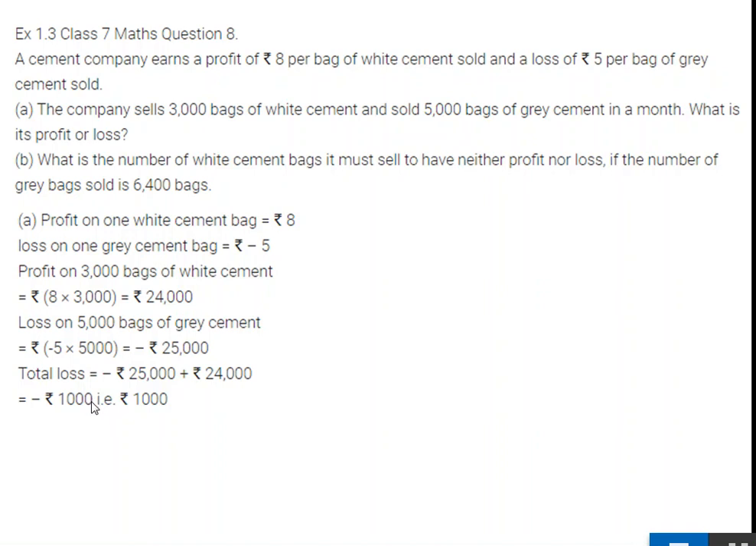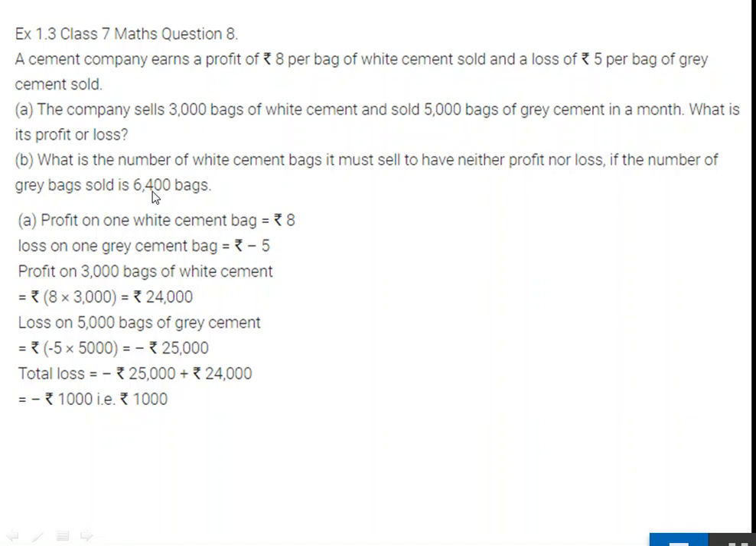What does that negative sign indicate? Negative sign indicates loss. The cement company loses rupees 1000. Is that clear? Now, what is the number of white cement bags it must sell to have neither profit nor loss if the number of grey bags sold is 6400 bags? Students, note that this B question doesn't have any connection with the A question. It only has connection with the main part of the question.